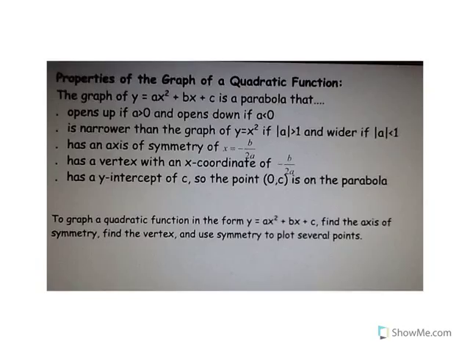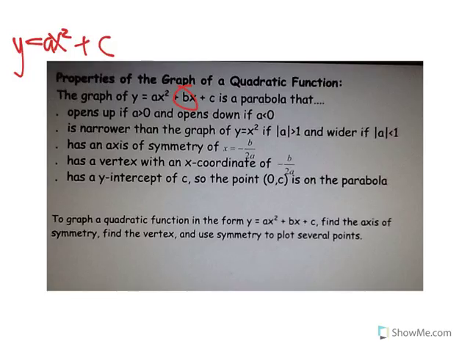Chapter 10, Lesson 2, Graph y equals ax squared plus bx plus c. So we're going to get a little bit more complicated now. Previously we just did y is equal to ax squared plus c. Now we're going to add this bx term and see what happens when we deal with that.